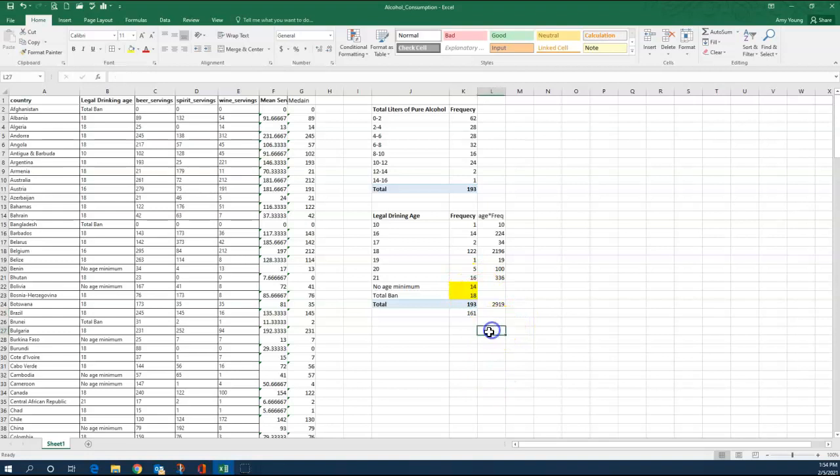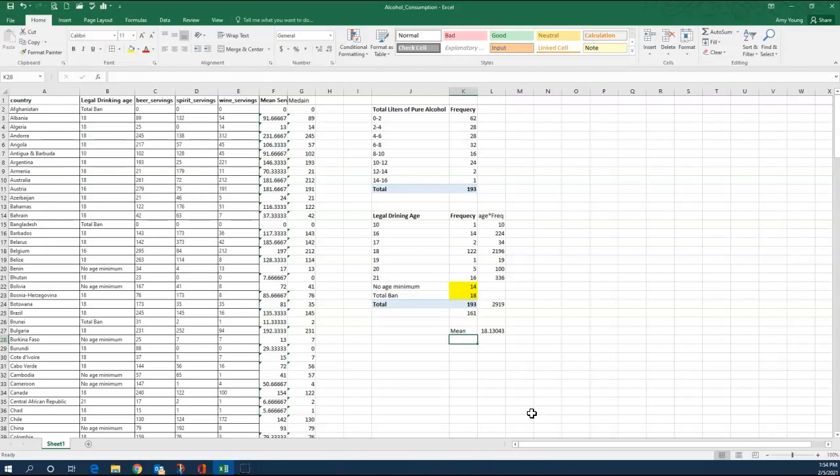So now let's do our actual mean. Remember, mean is the sum of the values, that's this guy right here, 2,919, divided by the total number of values, which in our case is going to be 161, since we're taking away those no age minimum and the total ban. And we get that the average or the mean drinking age of these 161 countries that have an age limit is going to be 18.13.